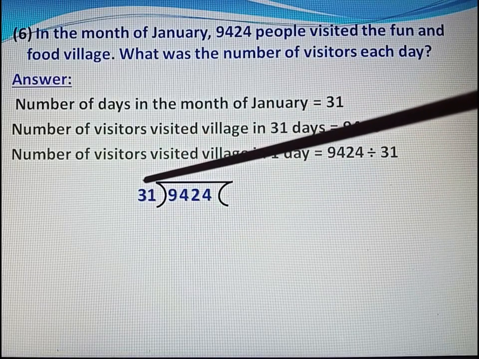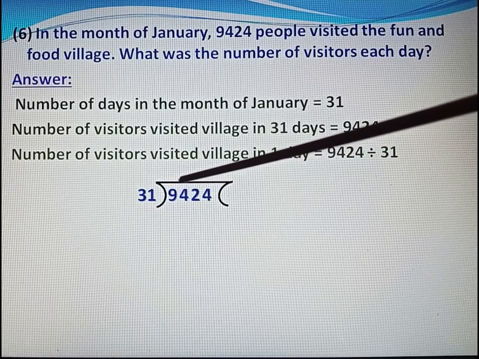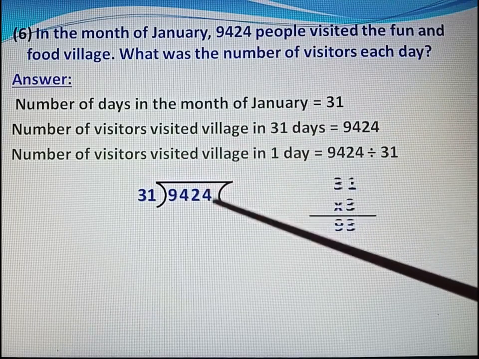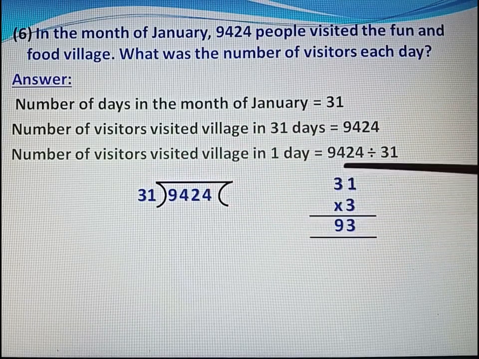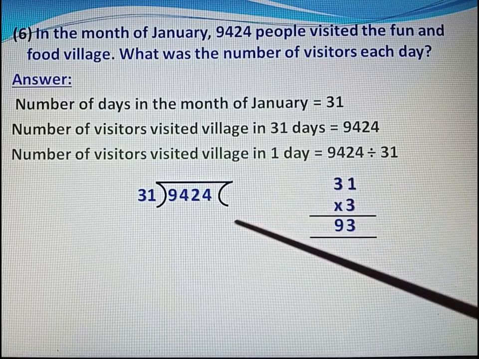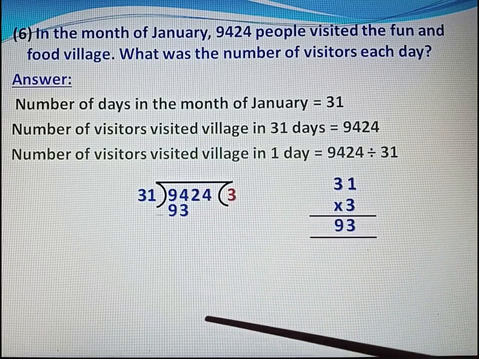Now we will multiply 31 by that number so that it is equal to 94 or less than 94. It should not be greater than 94. Now we see, 31 multiply 3, 3 1 ja 3, 3 3 ja 9. We will multiply 31 by 3, 31 multiply 3 equal 93, and then we will do subtraction.